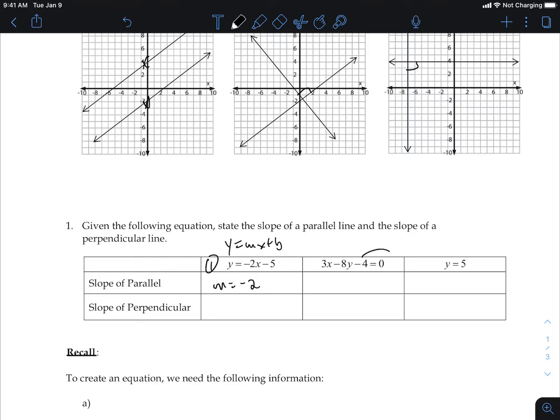So the first thing I'm going to do is just throw the 4 over. And I'm going to get 3x minus 8y is equal to 4. Then I'm going to bring the 3x over. And I'm going to get negative 3x plus 4. 8y is equal to that. Sorry, it's a mess.